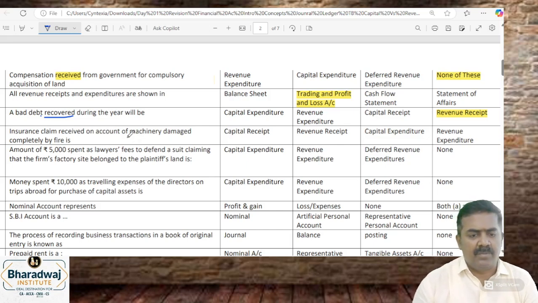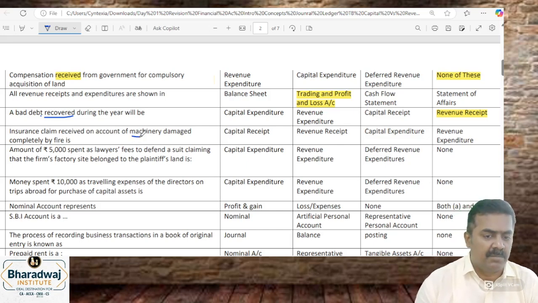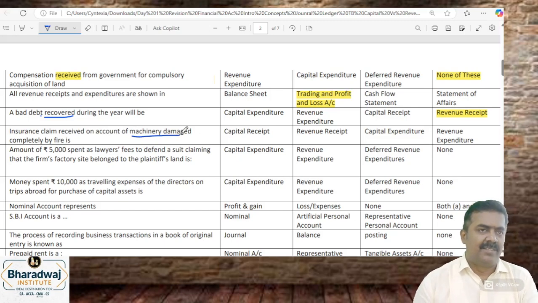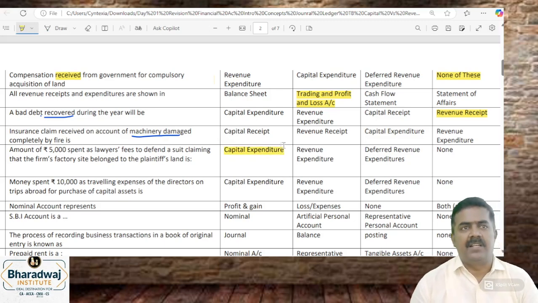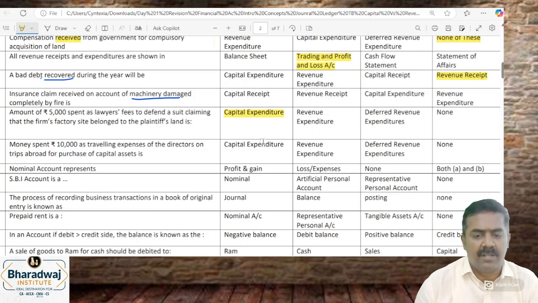Insurance claim for which damaged? Machinery damaged. Receipt. Capital receipt. Machinery purchase is capital expenditure. Whether we sell it or receive insurance, there is going to be which one? Capital receipt.